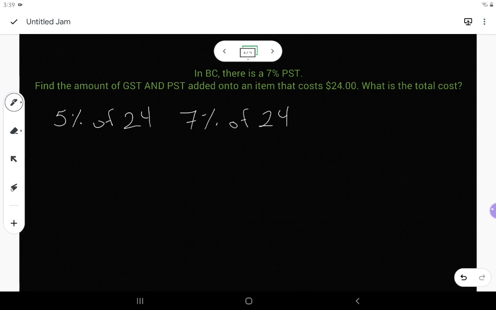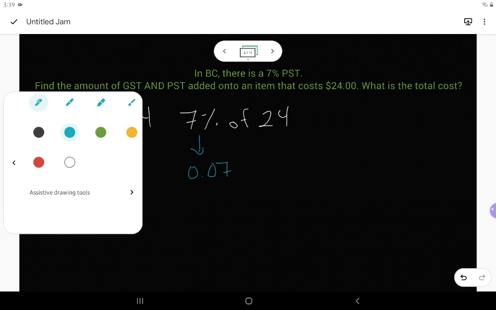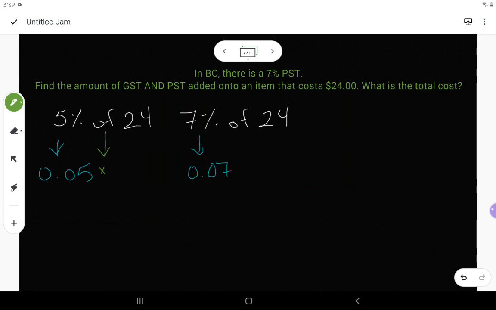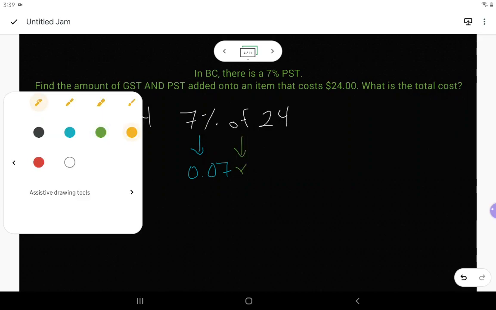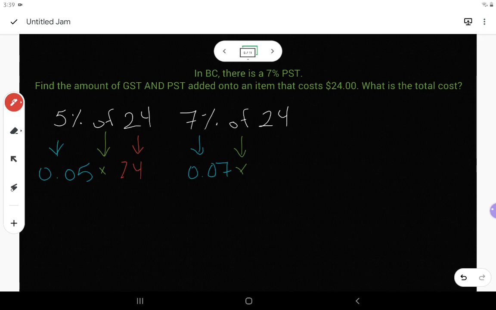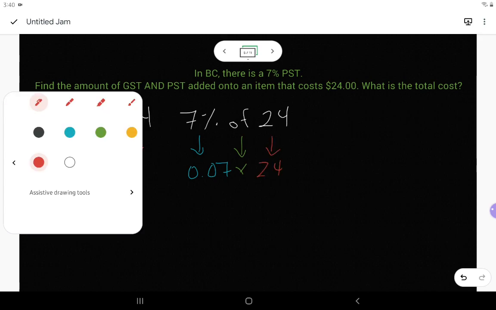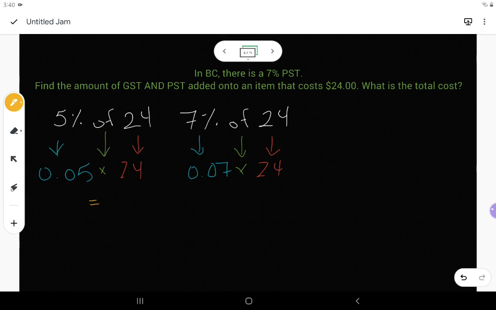Okay, so I would change my 5% into 0.05. I'm likewise going to change the 7% into 0.07. The of in both of them changes to times, and the 24 for both will just move down. Okay, so for my GST, I end up paying $1.20, and for the PST, 0.07 times 24 would give me $1.68.